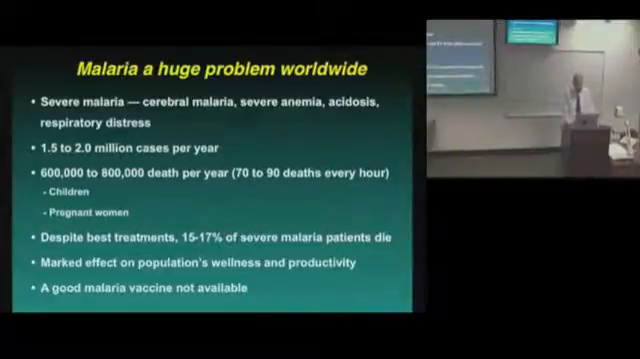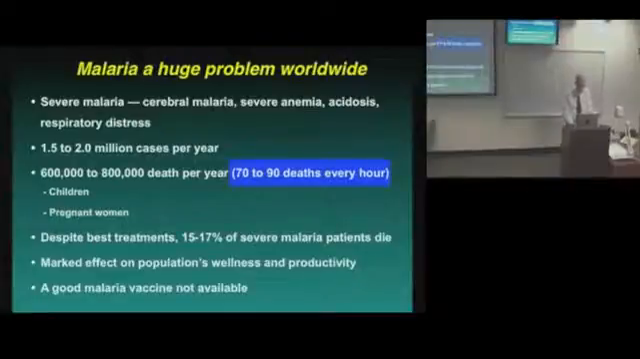Severe anemia. There are a lot of cases of malaria, 1.5 to 2 million cases per year. It's difficult to get an accurate count, but that is fairly accurate. And importantly, there are 600, 800, and up number of deaths per year. If you go through the math and calculate that, that means maybe 70 to 90 people worldwide are dying from malaria every day or every hour. And most of the deaths tragically occur in children less than 5 years old and in pregnant women because of lack of immunity and some immunosuppression.